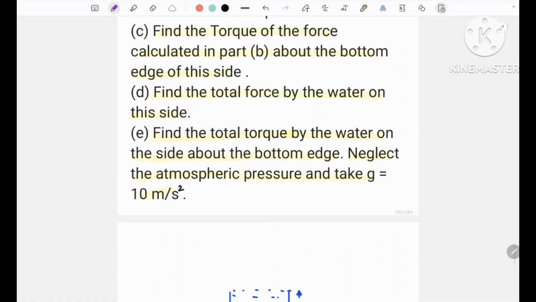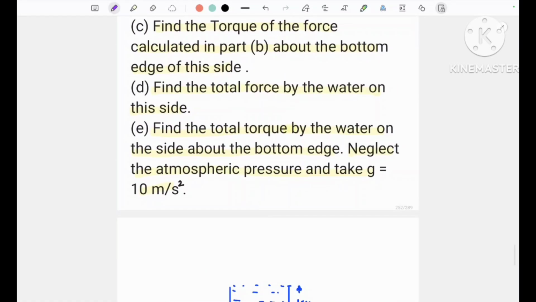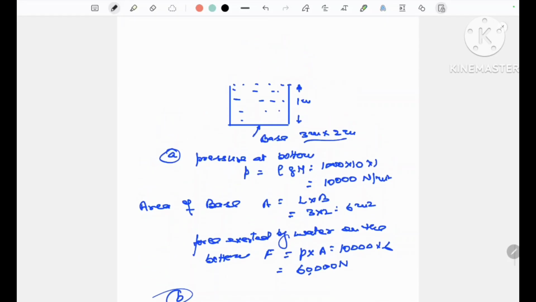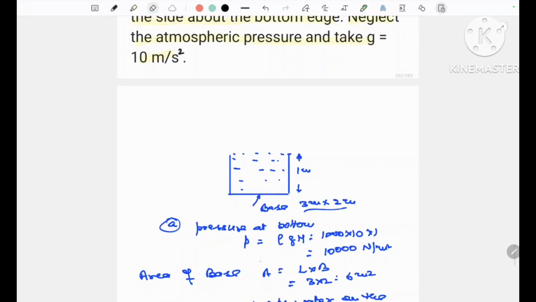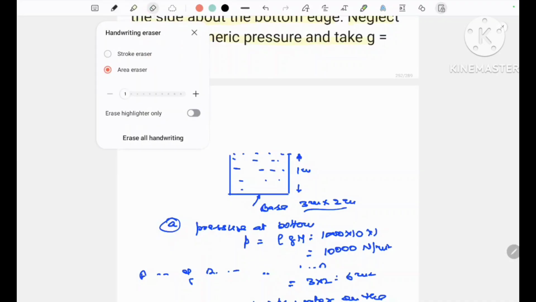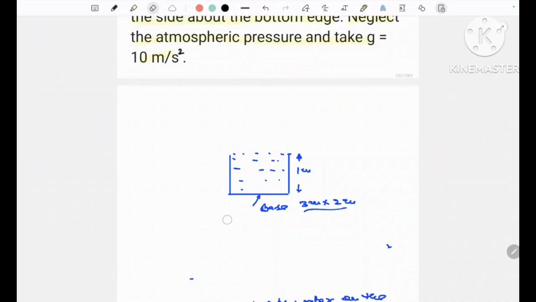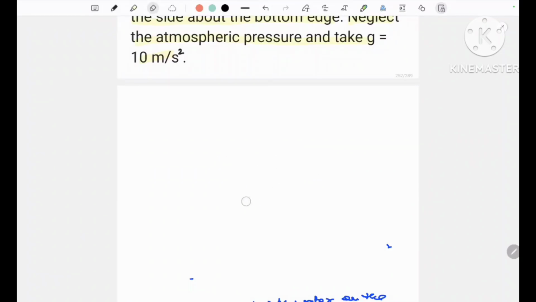E. Find the total torque by the water on this side about the bottom edge. As per D part, total force is 10,000 on this side. साइड का अगर सामने से देखें, दिस इज डेप्थ 1 मीटर.